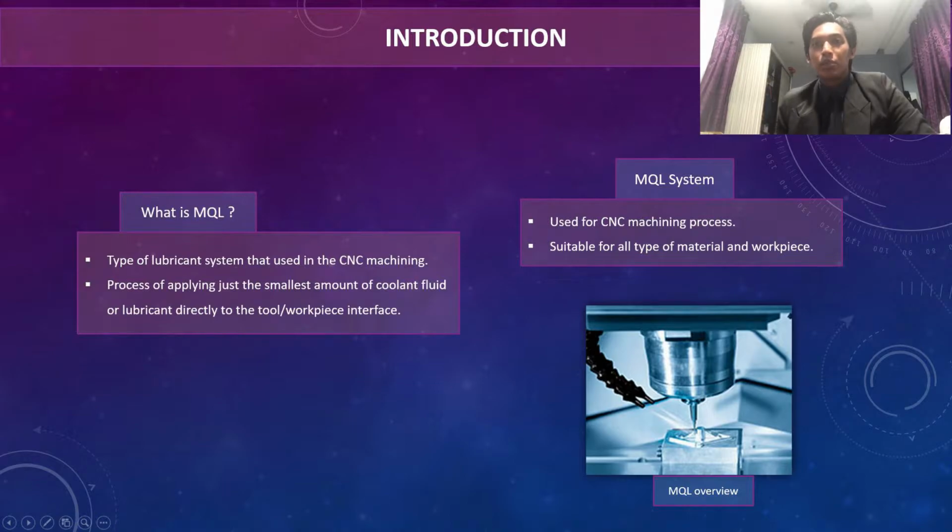Okay, what is the MQL? MQL is one of the cutting fluids involved in any cutting operation for cooling the cutting tool and the surface of the workpiece by lubricating the tool workpiece interface and removing chips from the cutting zone. As we can see from the slide, MQL is used for the CNC machining process and is suitable for all types of material and workpiece.